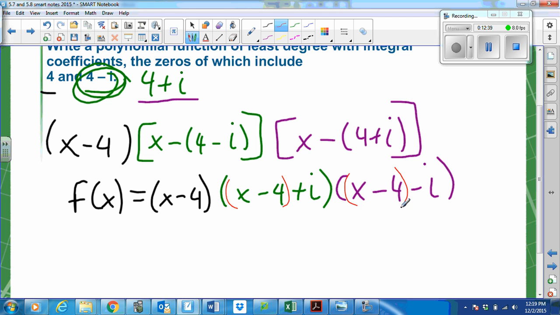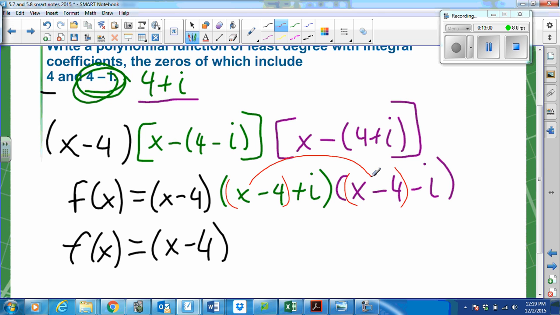So really these purples and these greens, if I clump x minus 4 as a binomial together, we can multiply this more easily now. So I'm going to go to f of x equals x minus 4. Now, when I do this first, x minus 4 times x minus 4, we're going to get x minus 4 squared. And I know the middle terms would cancel out, but I'm going to show you why.